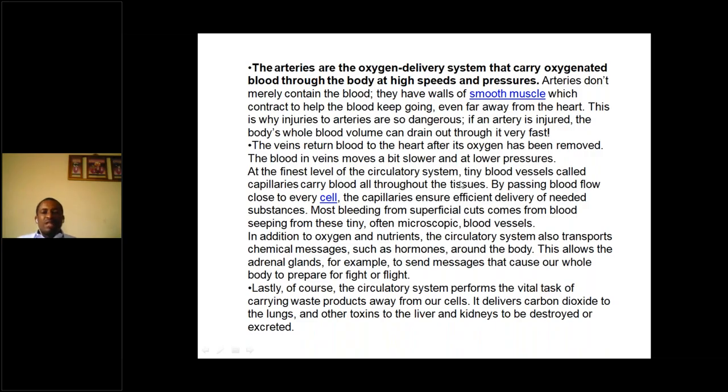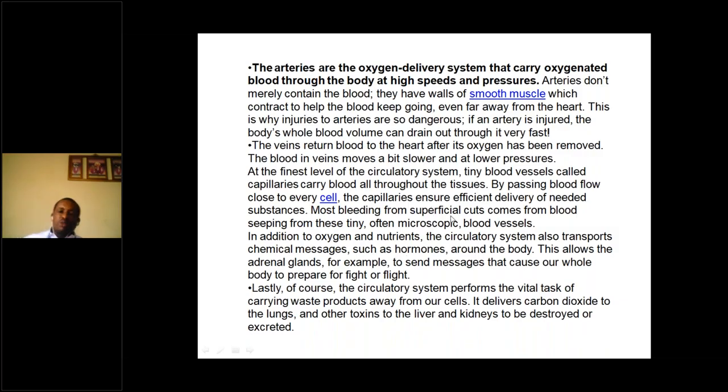At the first level of the circulatory system, you have tiny blood vessels called capillaries. I'll show you later. The capillaries are very small. They carry blood to the tissue. They pass blood flow close to every cell. The capillaries help to ensure that there is blood flow to every cell. They are very tiny because the cells are tiny.